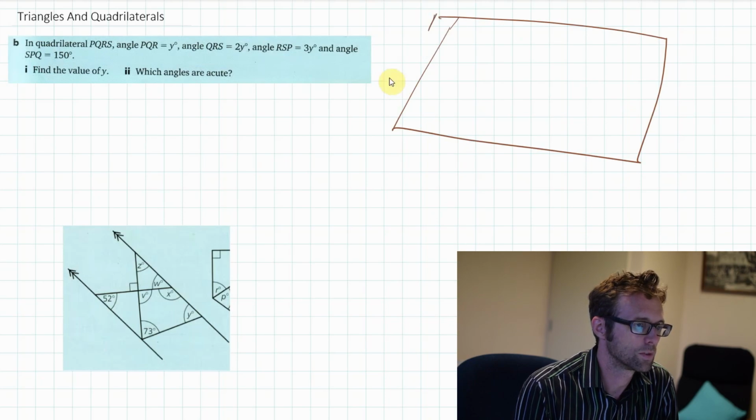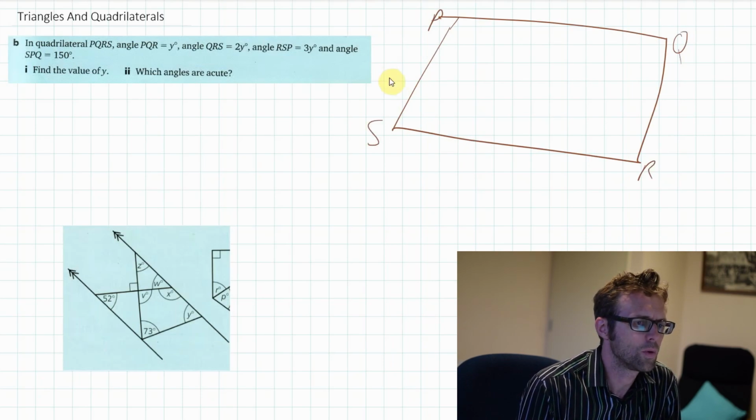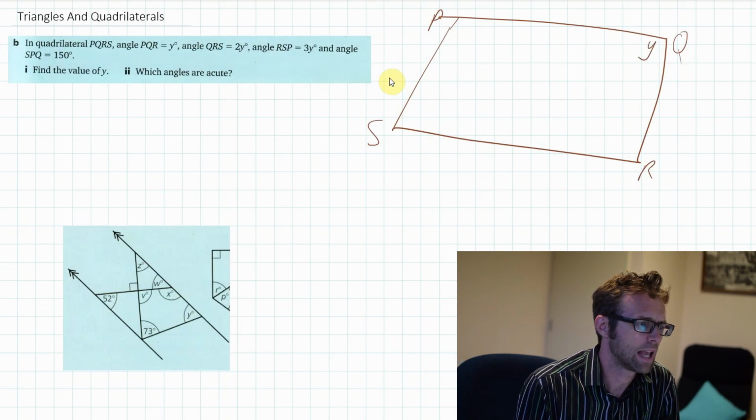So we'll call this P, Q, R, S. We know that angle PQR is y, so that's y. We know that angle QRS is 2y, and RSP is 3y, and SPQ is 150.